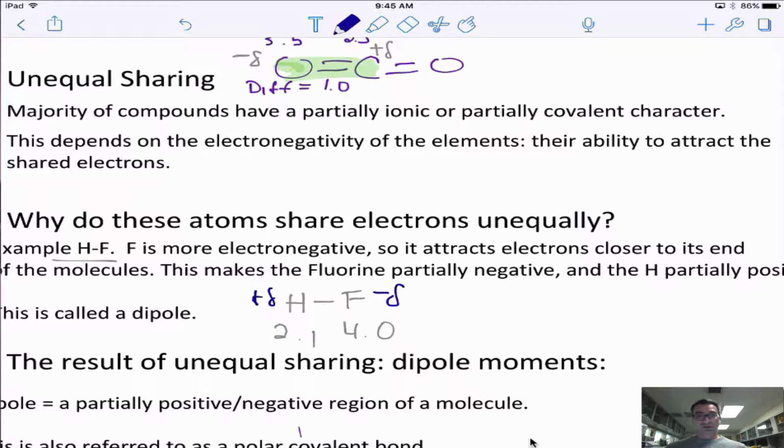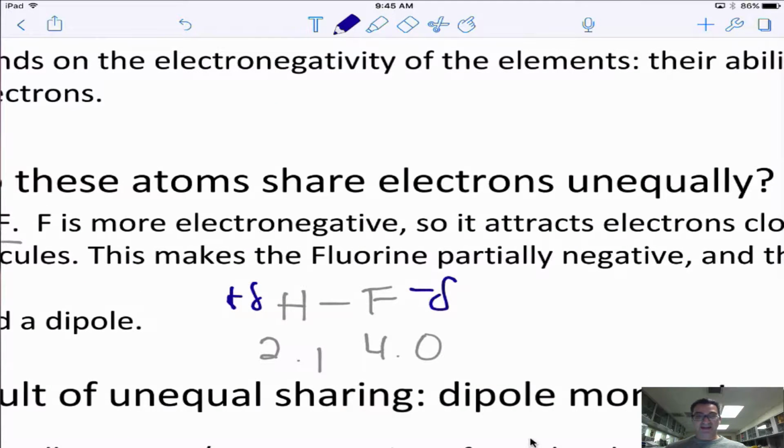Now, what you could also do with this is show it with arrows as well. So we sort of point at the negative element. So we can draw an arrow pointing towards F with a little plus sign at the end. And these two are used interchangeably. So like I could do it with the positive negative delta, I could do it with the arrows, I could show the dipoles in different ways.